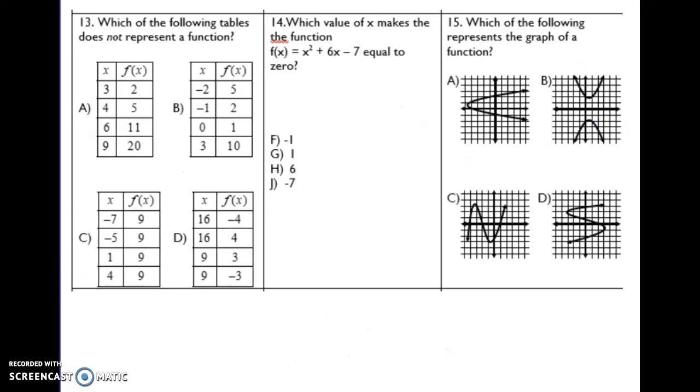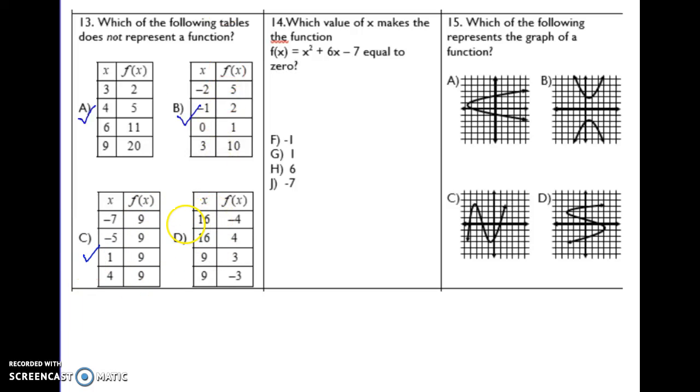Okay, number 13. Which of the following tables does not represent a function? Okay, so we're going to look again at our inputs. So remember, with inputs, you can't have two different outputs. So these are all, A, they're all unique, so that should be fine. B, I've got all unique inputs, that should be fine. C, I've got all unique inputs, that should be fine. It doesn't matter what the outputs are there.